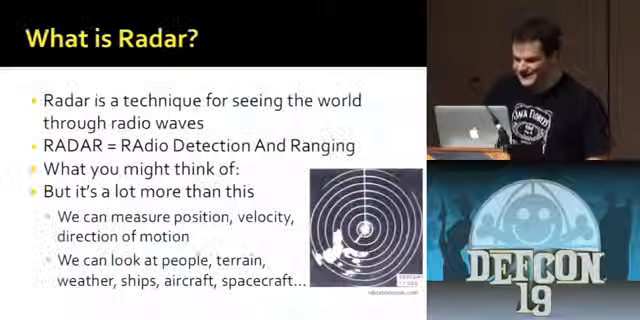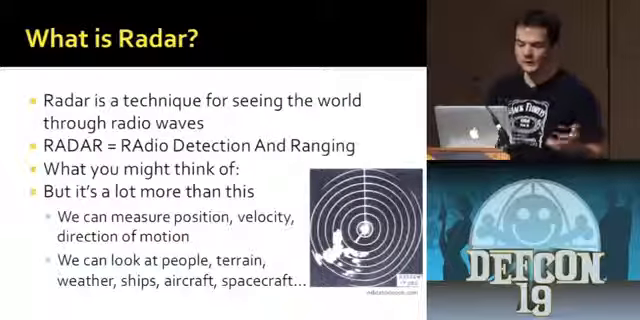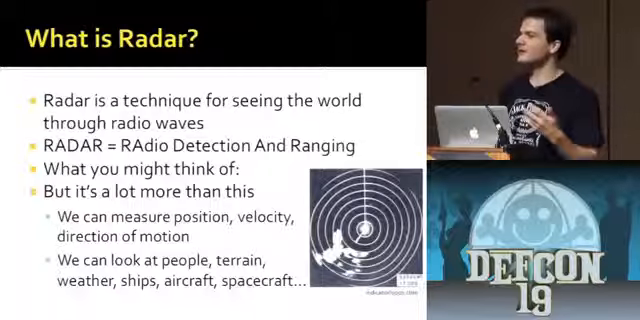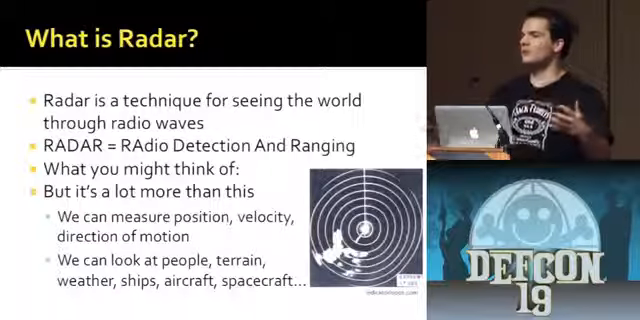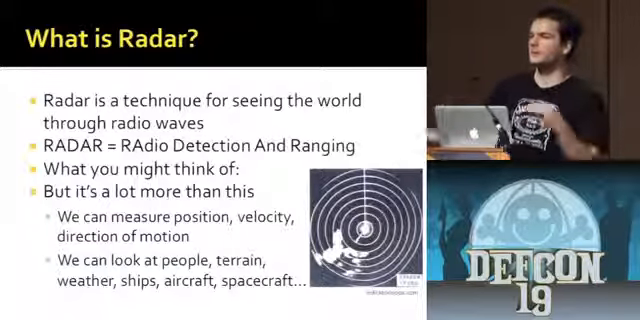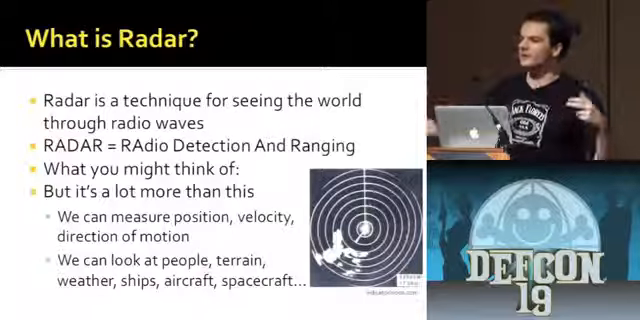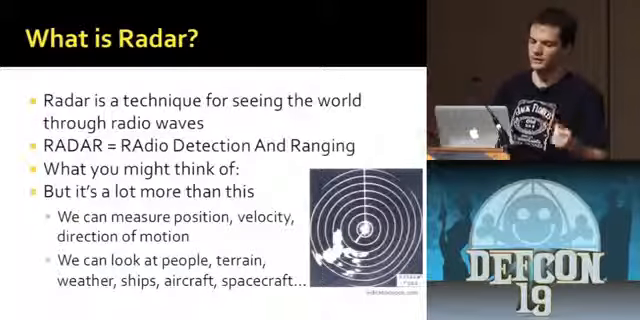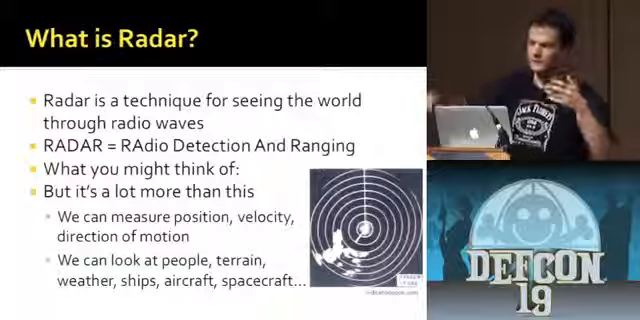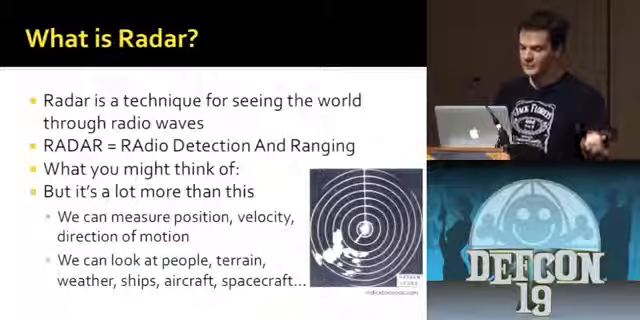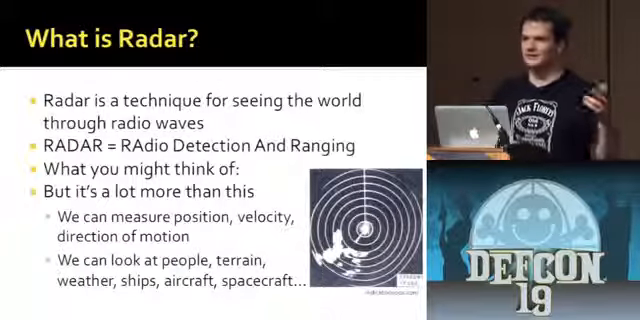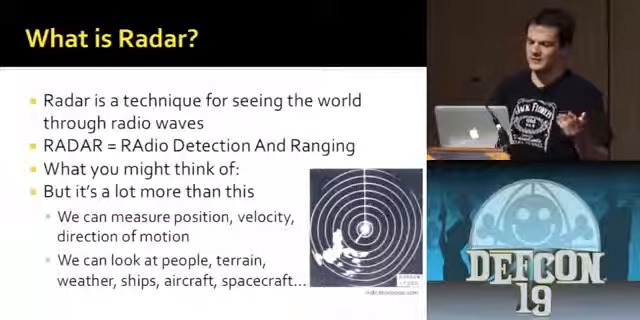So first of all, what is radar? Basically, it's some way of looking at the world through radio waves. You're sensing some sort of electromagnetic field, and generally what you're doing is sending out a pulse and looking at the response. Radar used to be an acronym, but it's become a word. It stands for radio detection and ranging, and that's basically what it is.